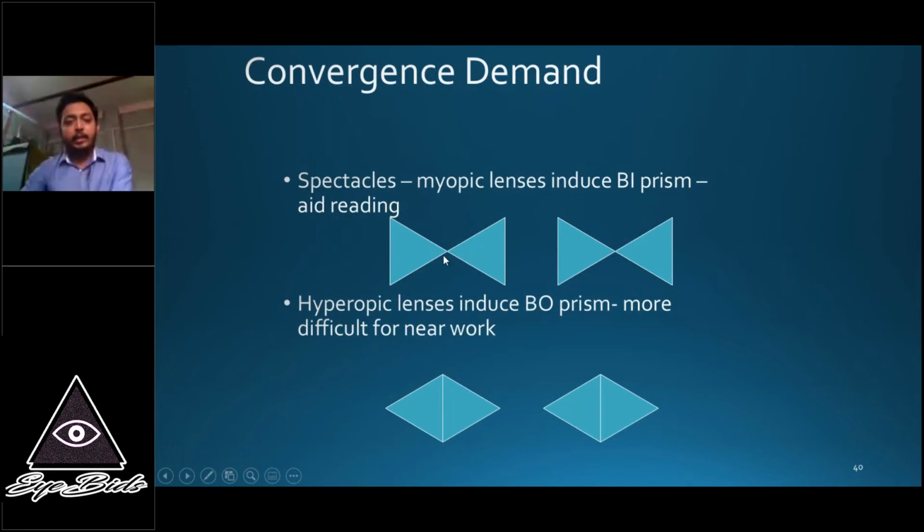While they're converging their eyes, they're no longer looking at the optical center of the spectacle lens. Their eyeball is coming a little bit nasally. While this is happening, for the first one you can see there is an induced base in prism. Where there is a base in prism, the image will shift towards the apex.